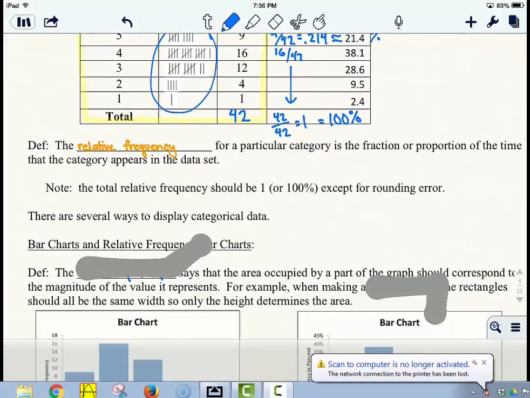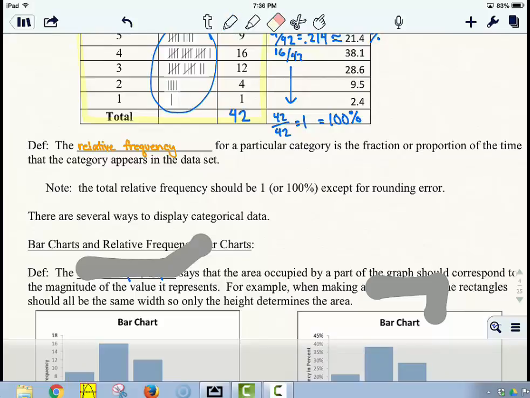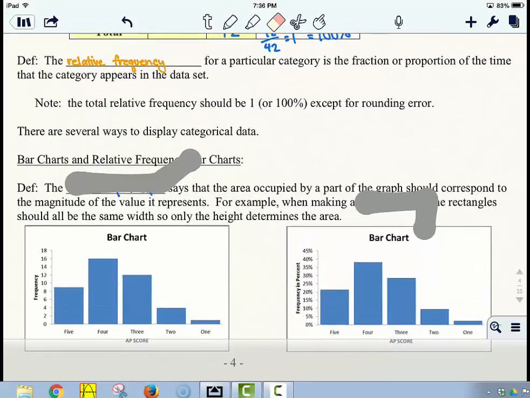There are several ways to then display this data. Many of these you have seen before, so we're going to go over them very quickly. The first is bar charts and relative frequency charts. The area principle says that the area occupied by a part of a graph should correspond to the magnitude of the value it represents. For example, when making a bar chart, the rectangles should all be the same width, so only the height determines the area.